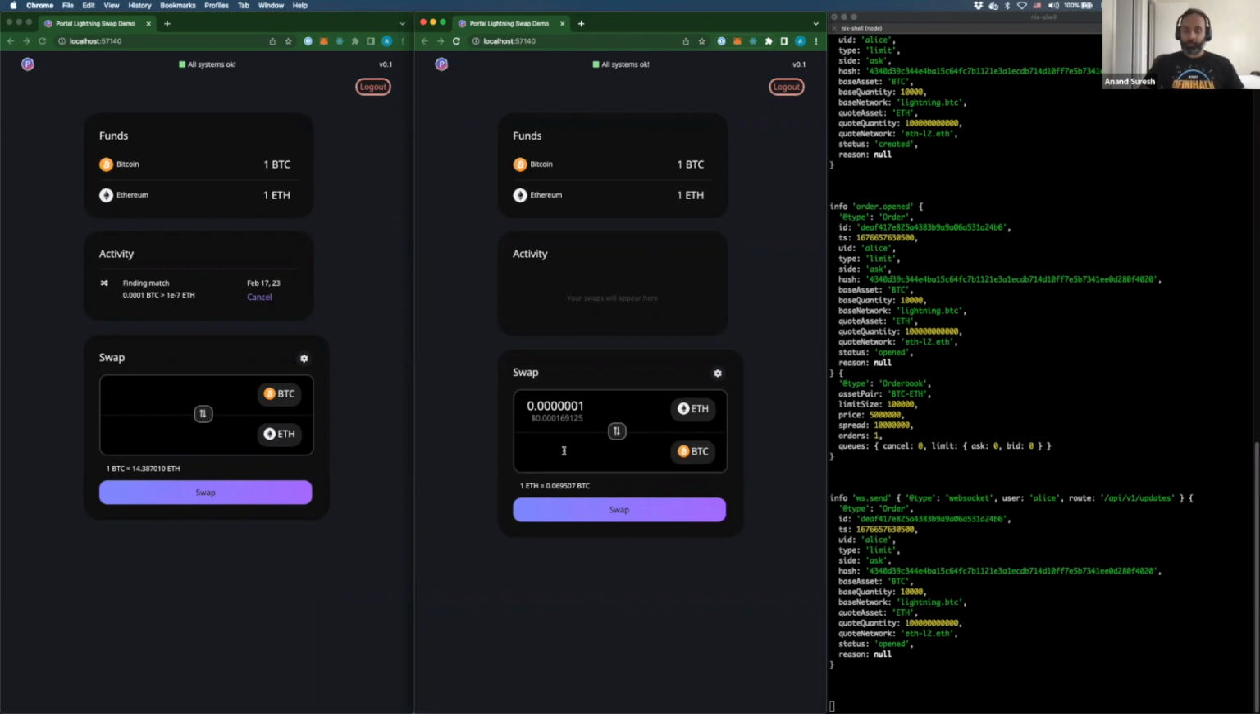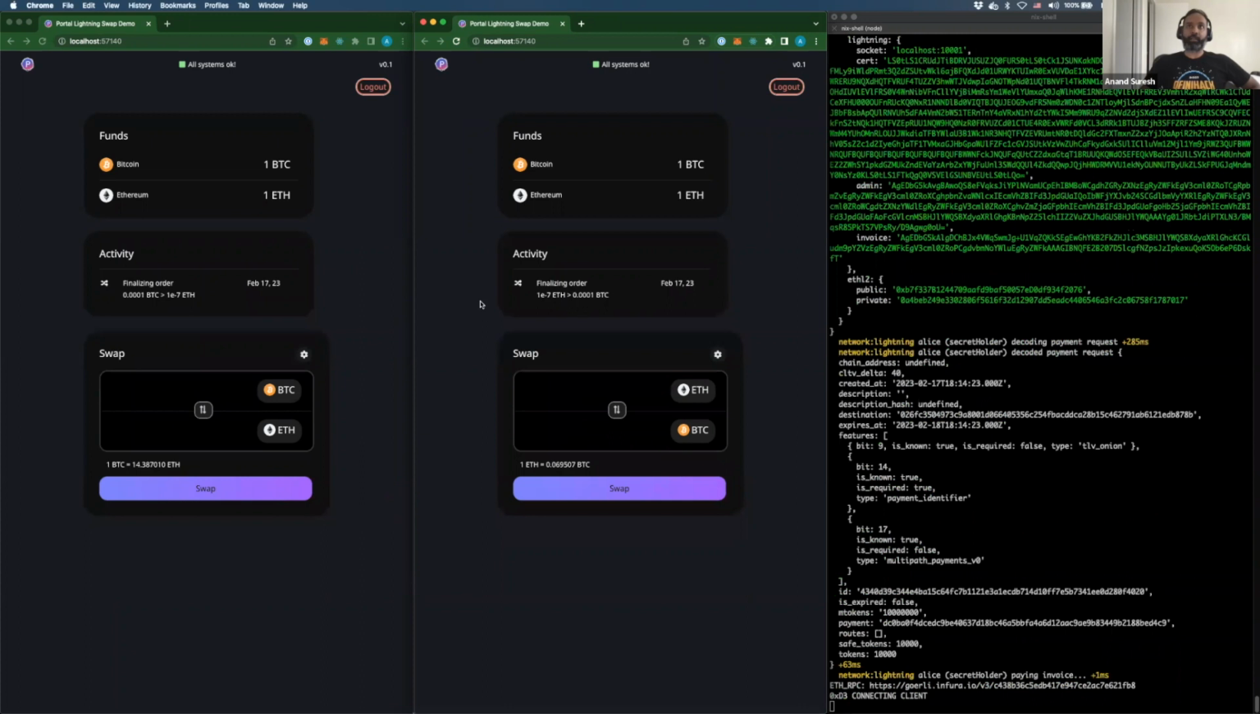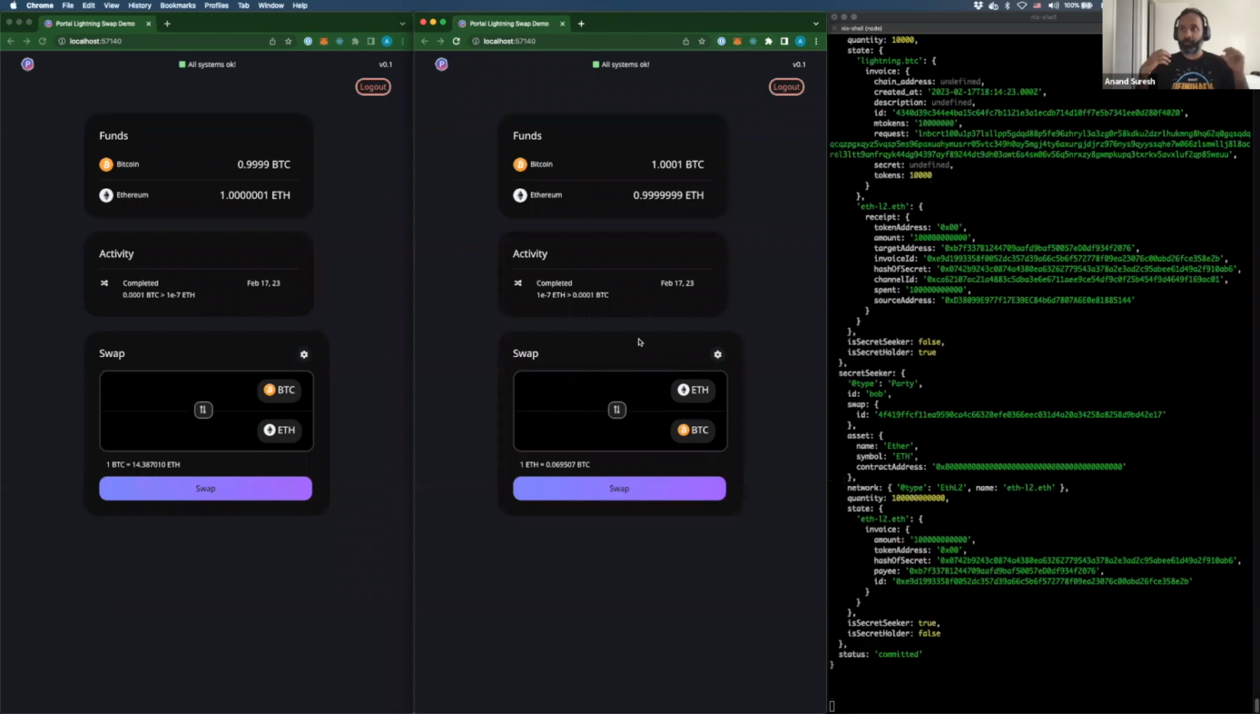So Bob is now going to be the counterparty for this one. He's going to take the trade from Alice. As you can see, immediately the orders get matched. The two parties are matched by the backend, and it's already moved into finalizing the order. So this is currently going through the motions of the atomic swap.